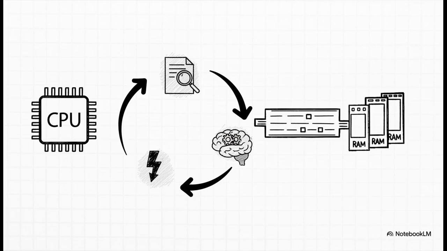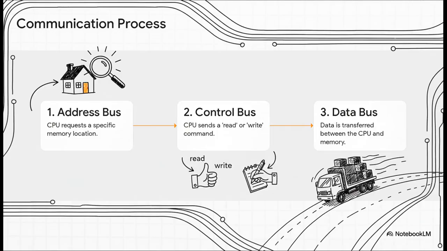You see, the CPU is on this non-stop treadmill. It's constantly in a loop. Fetch an instruction, decode what that instruction means, and then execute it. To do that, it needs a direct, high-speed line to its memory. That communication happens on something called the system bus, which you can kind of picture as a multi-lane superhighway for information. And this highway, it's incredibly well organized.